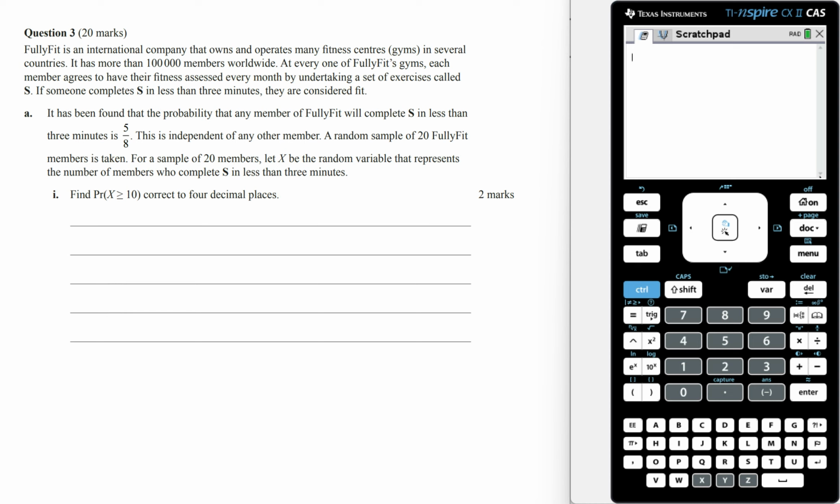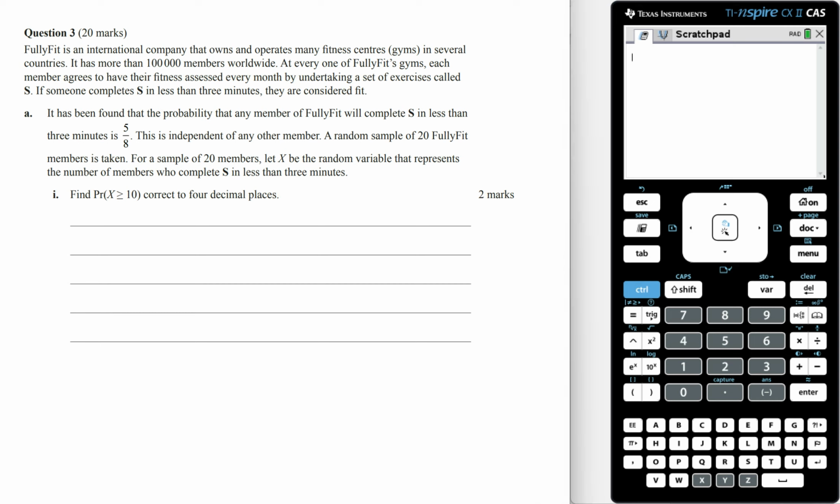Reading the question, it has been found that the probability that any member of Fully Fit will complete S in less than 3 minutes is 5 on 8. This is independent of any other member. A random sample of 20 Fully Fit members is taken. For a sample of 20 members, let X be the random variable that represents the number of members who complete S in less than 3 minutes. Find the probability that X is larger than or equal to 10, correct to 4 decimal places.